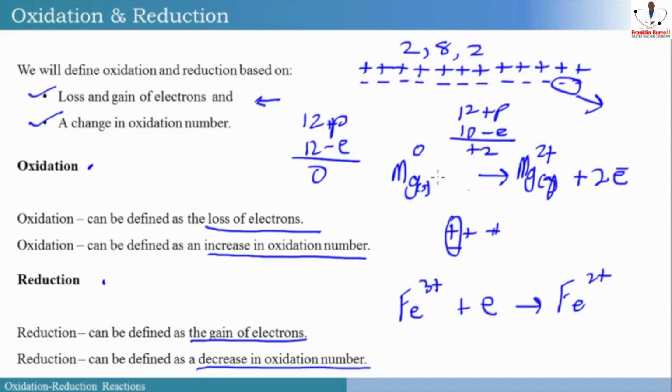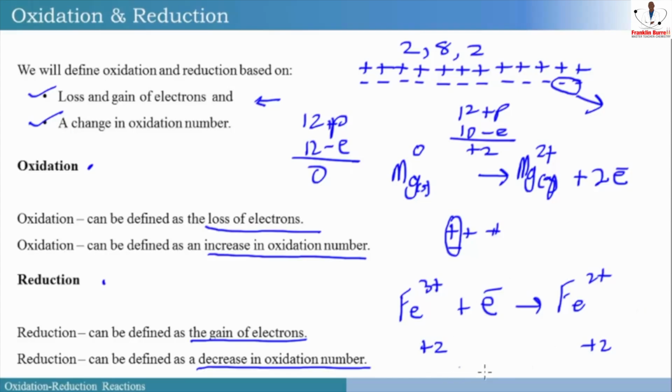Now notice, in this equation, we have both mass balance and charge balance. Let's check. In terms of mass balance, 1 Fe, 1 Fe. In terms of charge balance, I have a 2 plus here and a 3 plus here, plus an electron, which would cancel out one of my positive charges. So the charge on both sides, this side will have plus 2, this side will have plus 2.